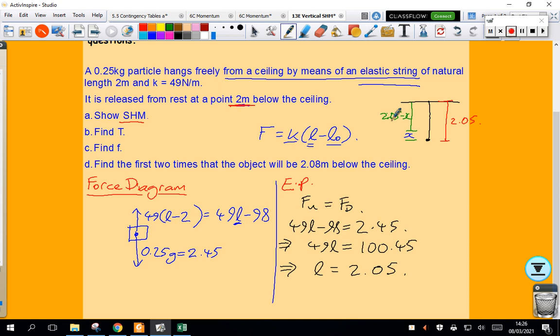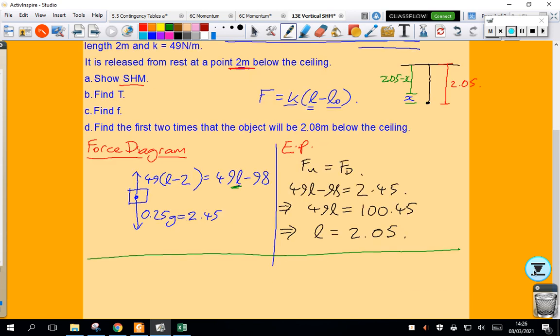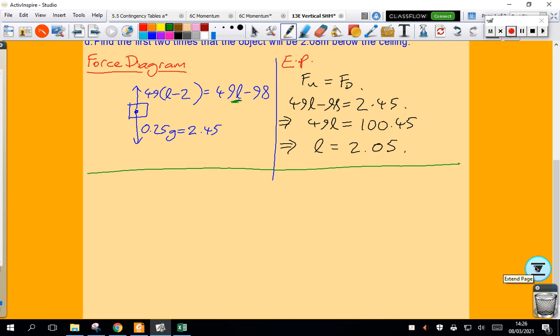And so we have the actual length of the string being 2.05 minus x. So what I'm going to do is examine the net force at this stage. We know that the net force is equal to ma. We know the mass of the object is 0.25, and that times the acceleration is going to equal the net force. I've said it's an up positive system, so that's going to be my positive force, and that's going to be my negative force.